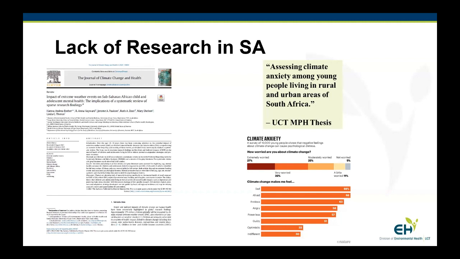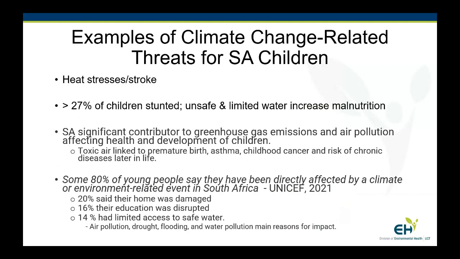I mentioned already that one of the areas that is up and coming is looking at climate anxiety. There are a lot more studies being conducted in high-income countries looking at youth's outlook on the changing climate and how it impacts their current approach to life, as well as their future trajectory. I have a student at the moment who's looking at assessing climate anxiety among young people living in rural and urban areas in South Africa. The research is not yet available, but it's very important that we start documenting. Once documented, how do we then input these results into policy?